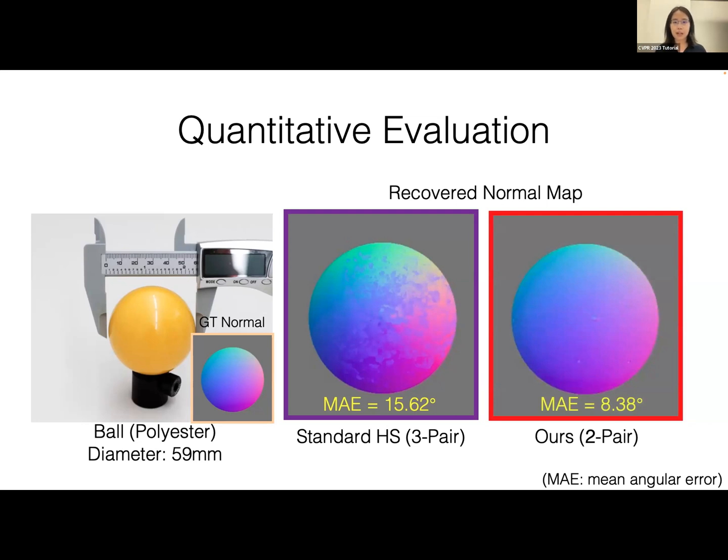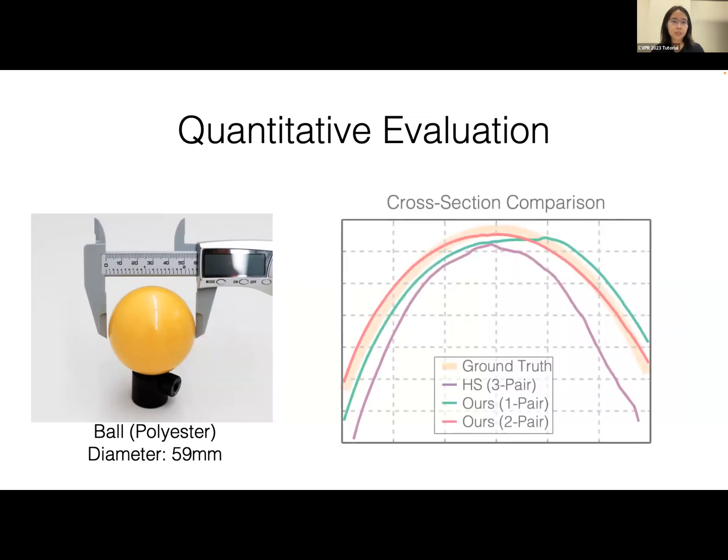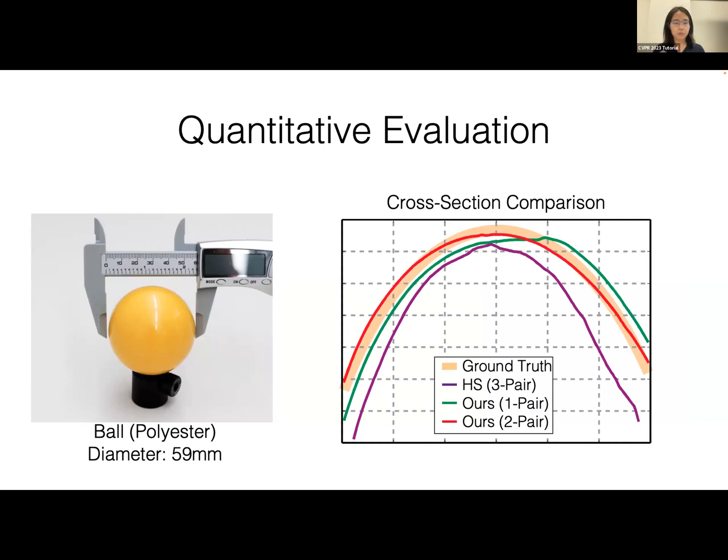And obviously, we don't have those errors along the oblique angles. Also, the mean angular error is largely reduced. So then we integrate the normal and come up with the surface shape, and here is the profile of the cross section of that integrated surface. You can see our estimation is closer to the ground truth. The ground truth is that thick orange line in the back, while the others are not as good.